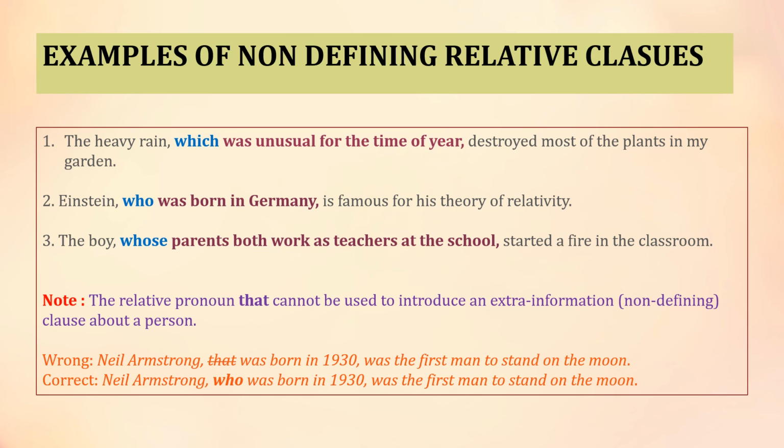I am planning to grow roses that I find quite beautiful. That is a relative pronoun. It is stating about the roses. So here that I find quite beautiful is a relative clause. If it is removed, the remaining sentence has its meaning: I am planning to grow roses. Here we have to note one point, that the relative pronoun that cannot be used to introduce extra information about a person.